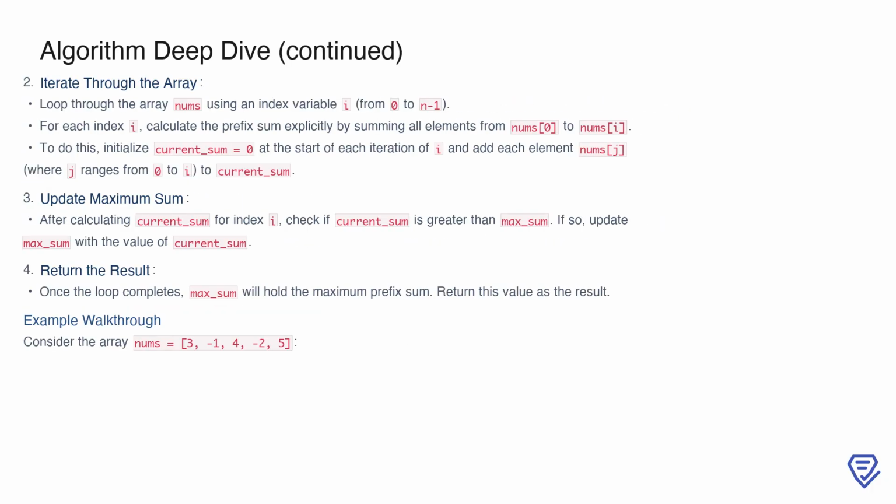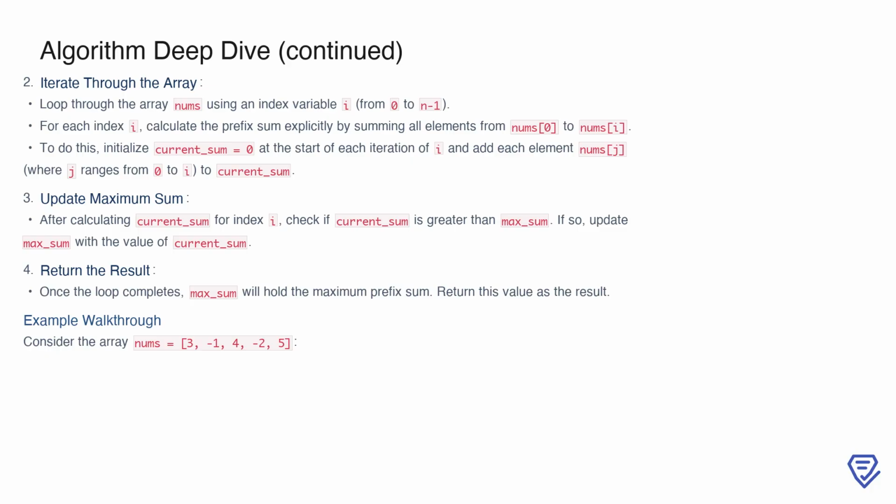Now, we proceed with the brute force algorithm. We iterate through the array using an index variable, i, ranging from 0 to n-1. For each index i, we explicitly calculate the prefix sum by summing all elements from nums[0] to nums[i]. To do this, we reset current_sum to 0 at the beginning of each outer loop iteration. Then, we use an inner loop to add each element from nums[0] to nums[i] to current_sum.